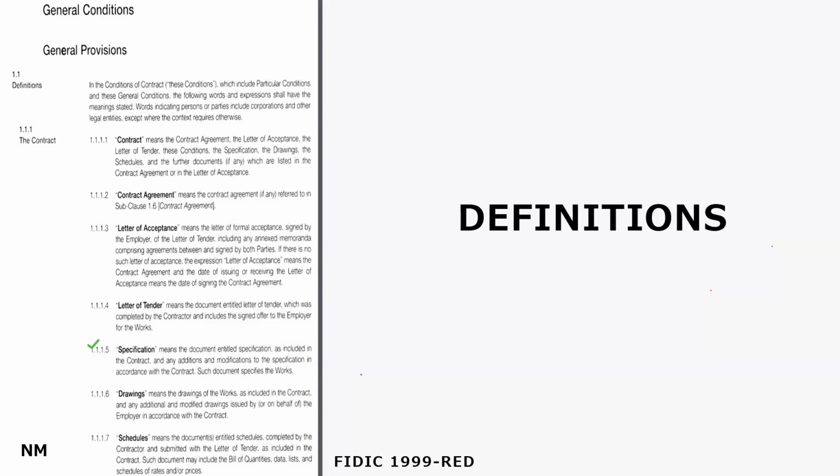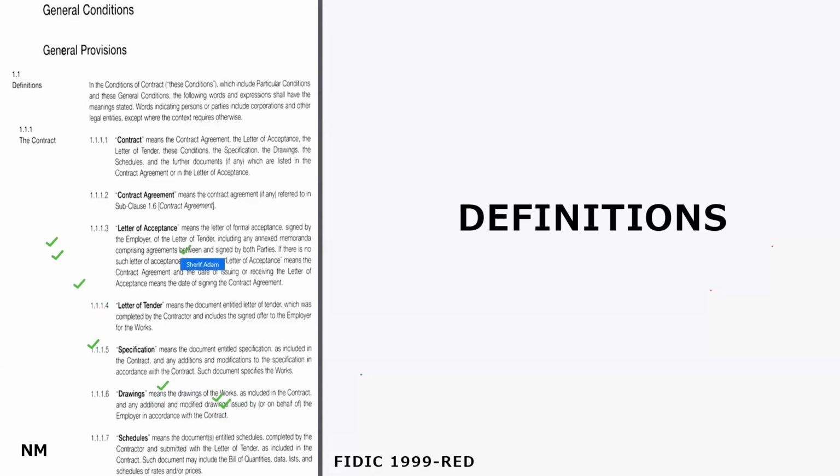Let me explain, right? If you see this term in your contract document, in any kind of element, if you see the term Specification starting with capital S, that means the specification given in this section, 1.1.1.5. It defines Specification in a certain way. If you see Specification with capital S anywhere in the contract document, it means the definition given here. So this arrangement clears out so many things.